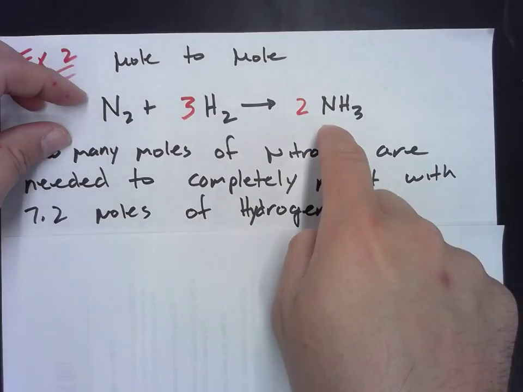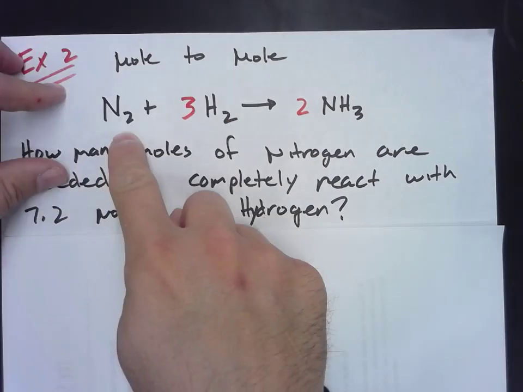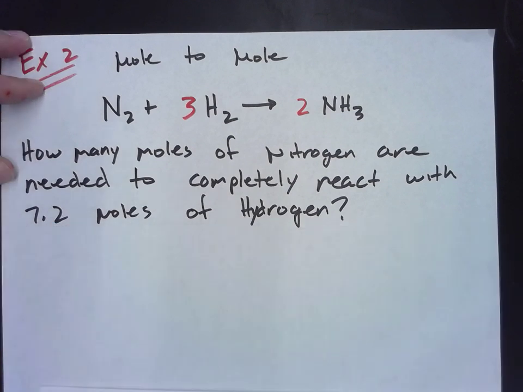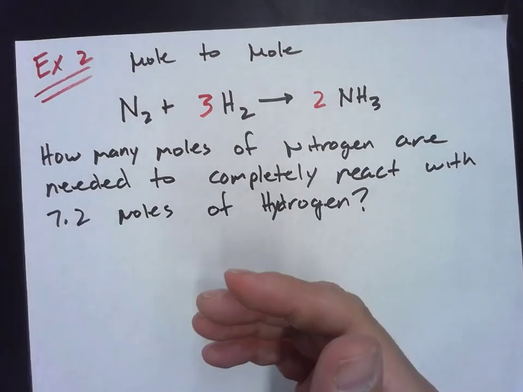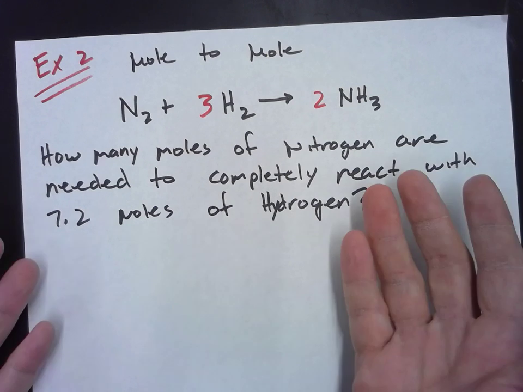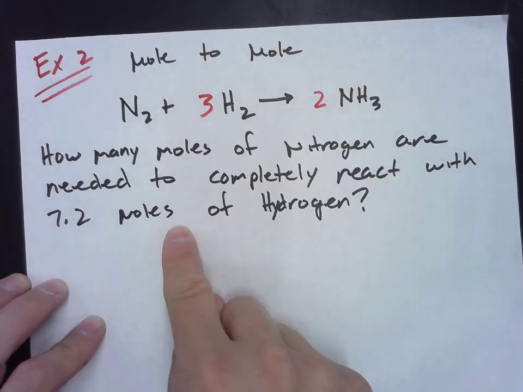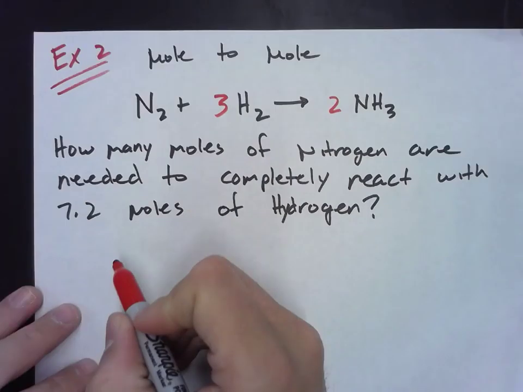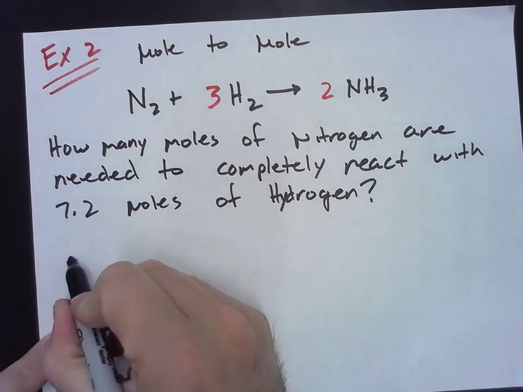So we start again with our given. Our given is 7.2 moles of hydrogen. They're asking the same thing: how many moles do I need of nitrogen to react with this amount of hydrogen? So let's write out our given, 7.2 moles of hydrogen over 1.